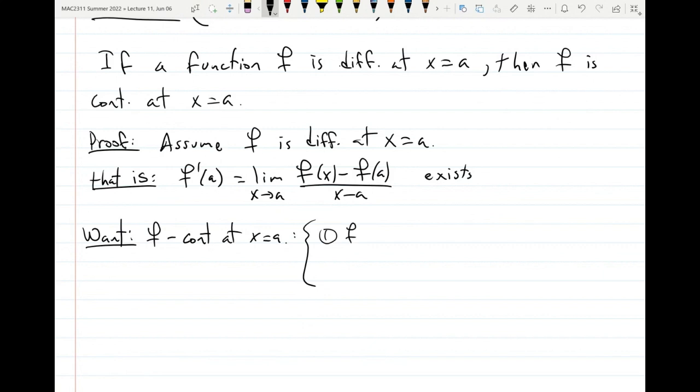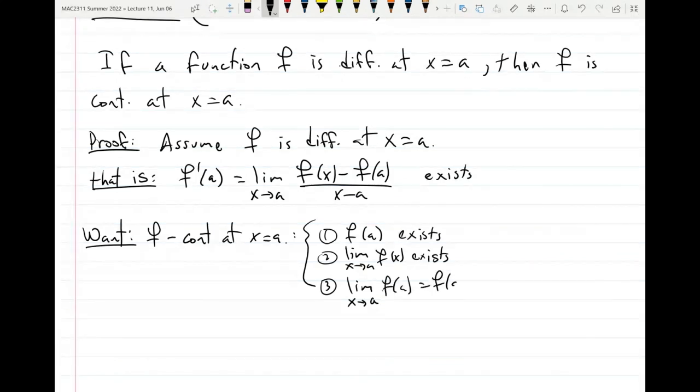So what do we need to argue? The function is defined at x equals a. Is the function defined? Next, does the limit exist? And three, is the limit the same as the function value? So we want to answer these three questions. And hopefully we want to answer yes to these three questions. You understand this? Okay, so let's see.